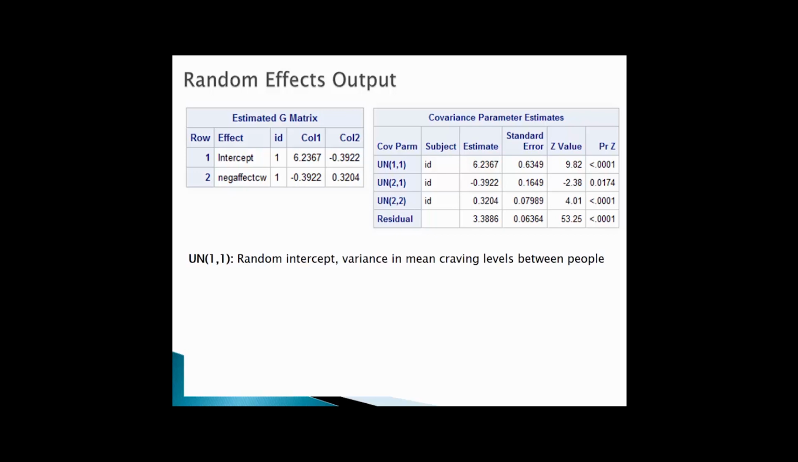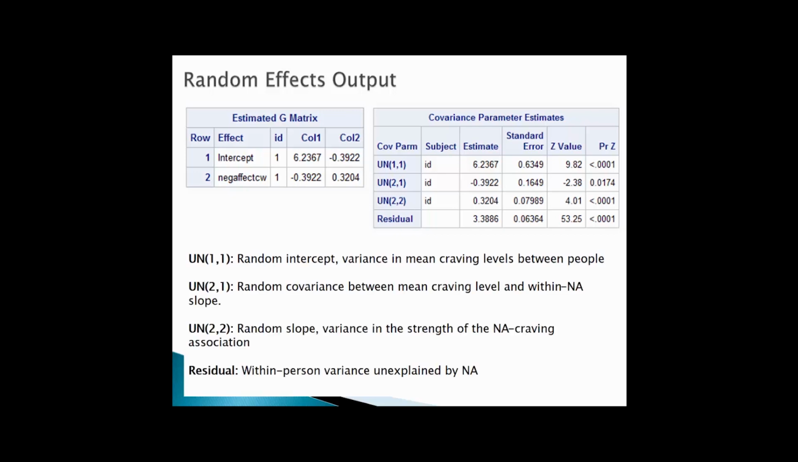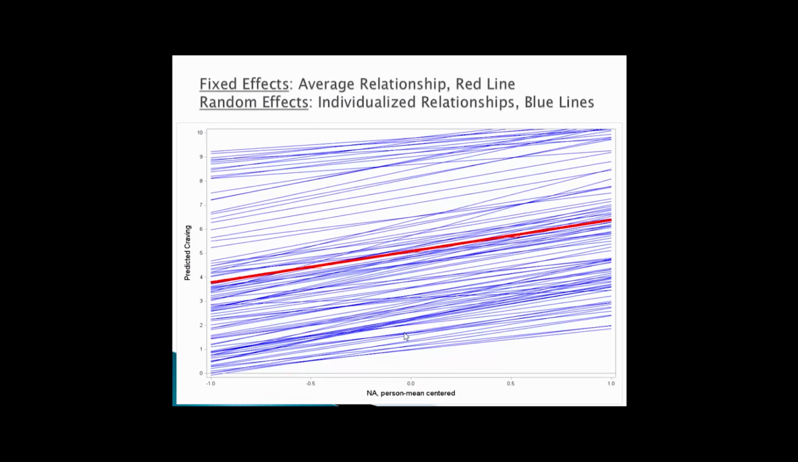Okay, and so what I've put here in the text is representations of what each of these things is talking about. The UN11 is our random intercept variance, the mean craving levels between people. UN21 is the random covariance between mean craving level and that within negative affect slope. The UN22 is the random slope, and that's your variance in the strength of the negative affect and craving association. And the residual is that unexplained within person variance in craving. Now, if we were to estimate all of the individual relationships along with the average relationship in the sample, we could produce a plot like this.